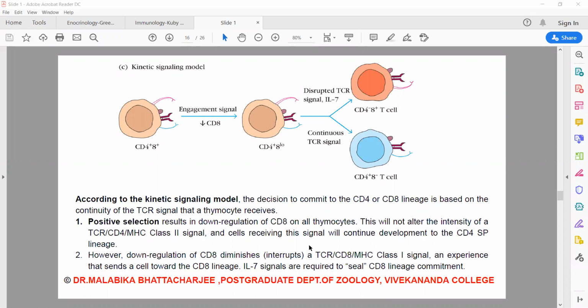And hence, at the outset of the class, I had asked you to write TCR/CD4/MHC class 2, and I had said hyphen positive selection. So positive selection means automatically all the double positive lymphocytes will engage with the MHC class 2 molecule via their TCR/MHC receptors, and the CD4 expression is stabilized. That is the default pathway, and that is actually positive selection. If a disruption of this signal occurs, then the cells we get are the cytotoxic or the CD8 positive cells.